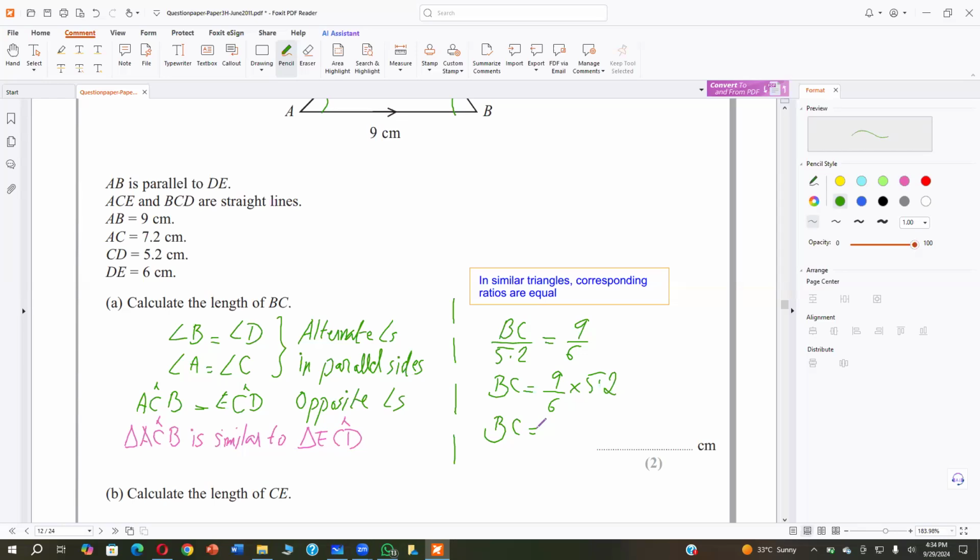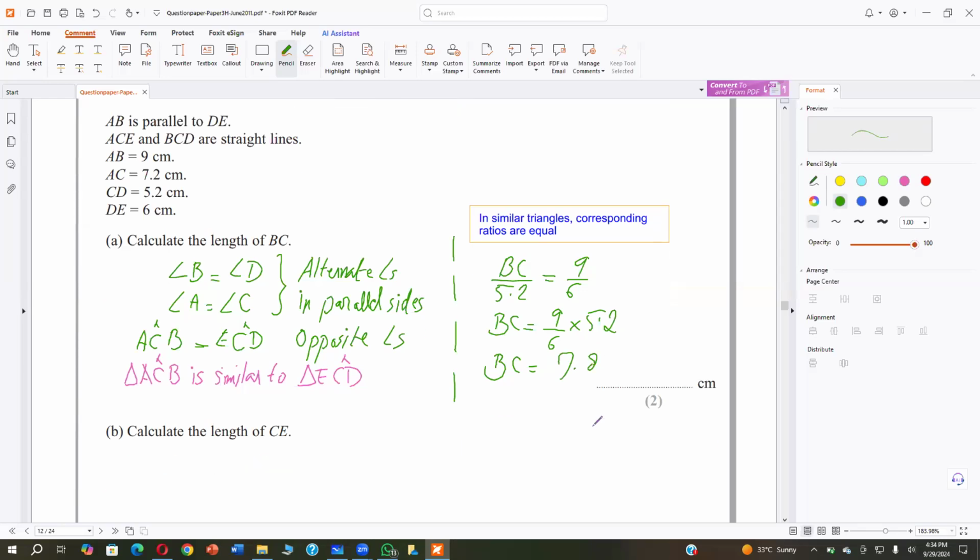What answer are you getting now? I got 7.8. 7.8. Now let's start the next part. What should be the plan for the second part? I think it's a case of similar triangles again.